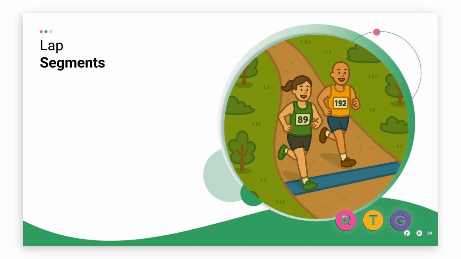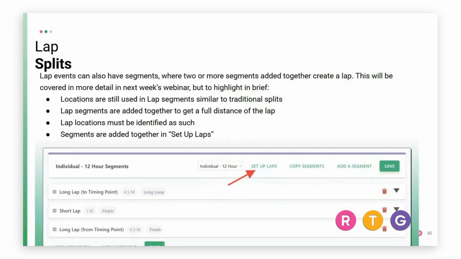All right, so next we're going to talk a little bit about lap segments. So again, we're not going to go too in depth on this one. I'm going to cover a bit more in the upcoming webinar on this, but we do want to cover it just a little bit. So lap events also can have segments where 2 or more segments are added up to create a lap. So basically, locations are still used in lap segments similar to traditional splits. They're added together to get a full distance of the lap.